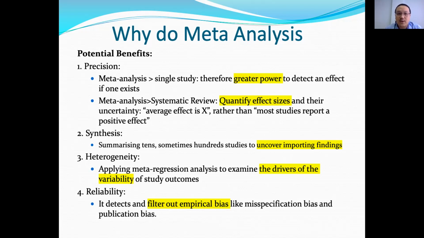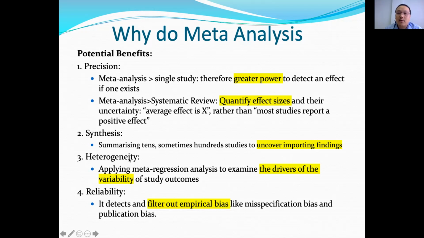All right, so then synthesis. Before it was precision, now we talk about synthesis. Meta-analysis is, first of all, a systematic review. So when we are collecting all the available articles on a subject, we synthesize what has been done. It helps you to uncover the important findings on the subject.